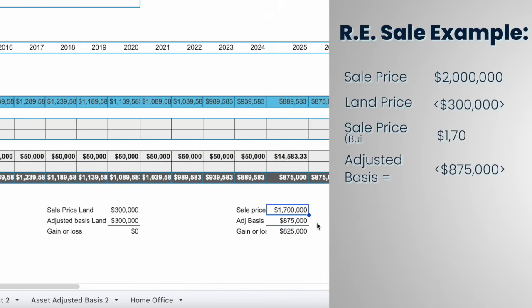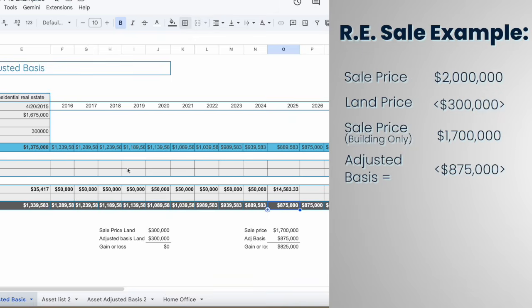We had the remainder of the sale price being 1.7 million minus our adjusted basis. So this is our adjusted basis, which has been reduced by the depreciation for that year. And that means our adjusted basis is 875,000. So, and you need to know this number to be able to calculate your gain or loss. A lot of times people don't have records of this information, and you need to go back and create these records the best you can.